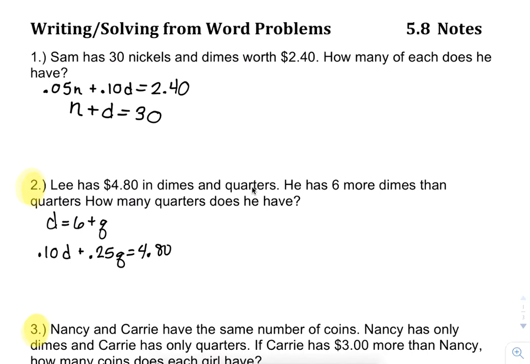Hey guys, we're back with the notes for 5.8. This is the last section of the semester. So 5.8 is all about solving those word problems that we already set up. You'll notice that when we look at these problems, we're not making the equations. We already did that from 5.7. Okay, so I do want you to just have them set up already.